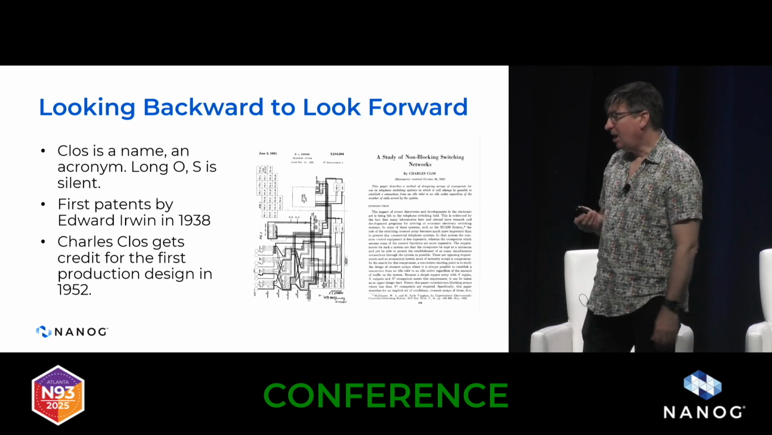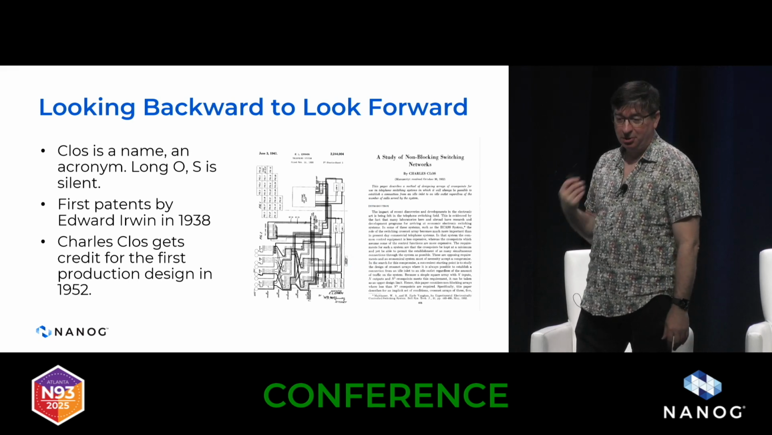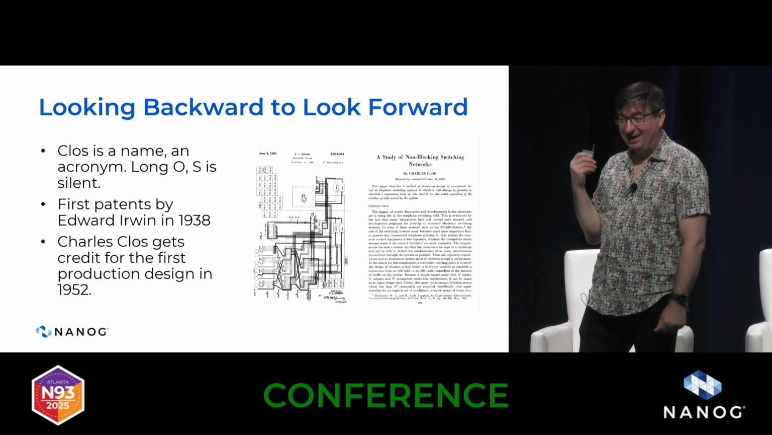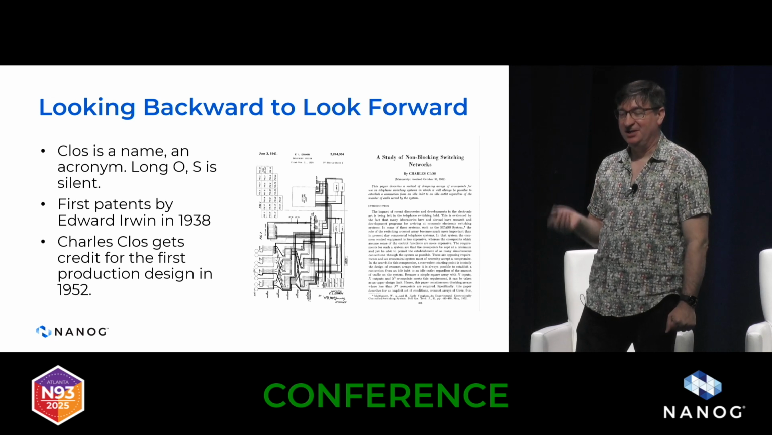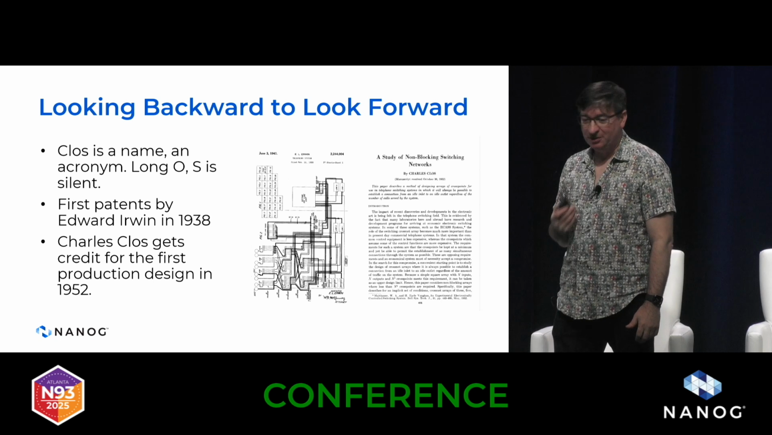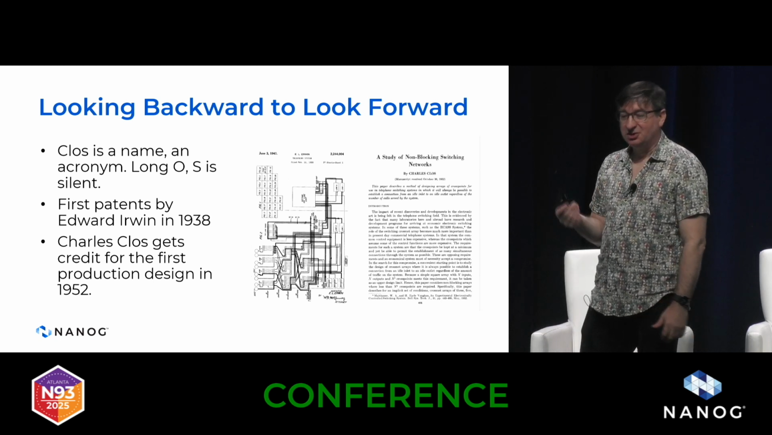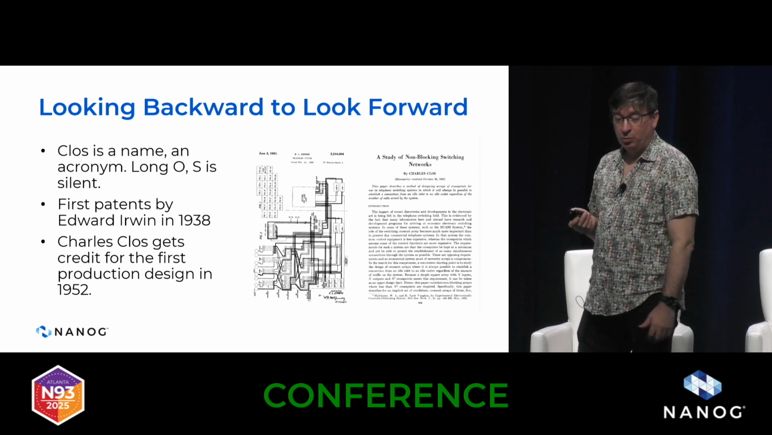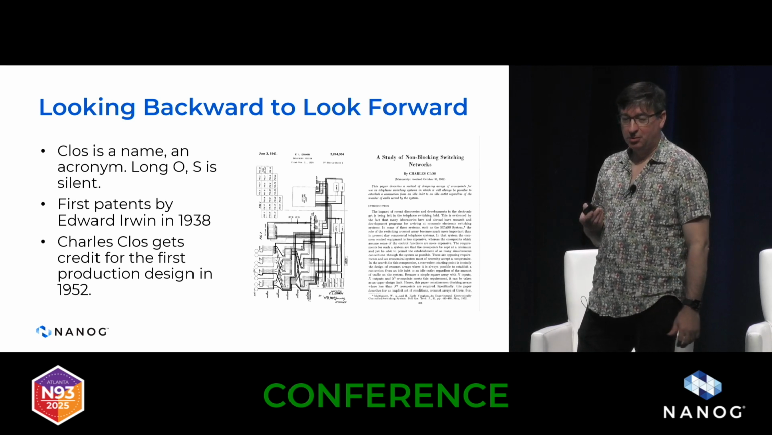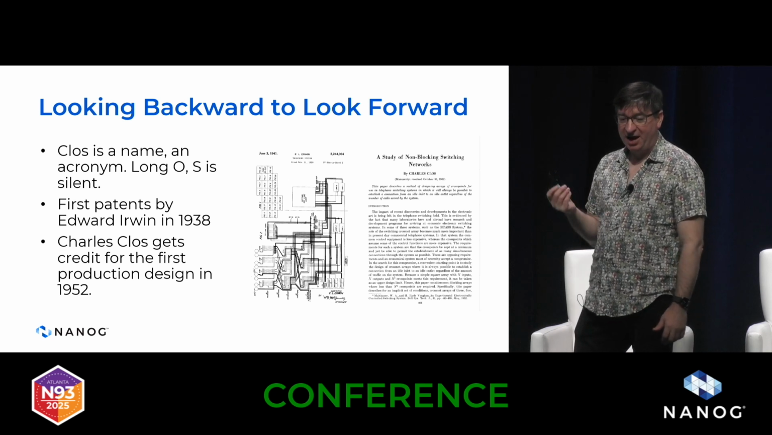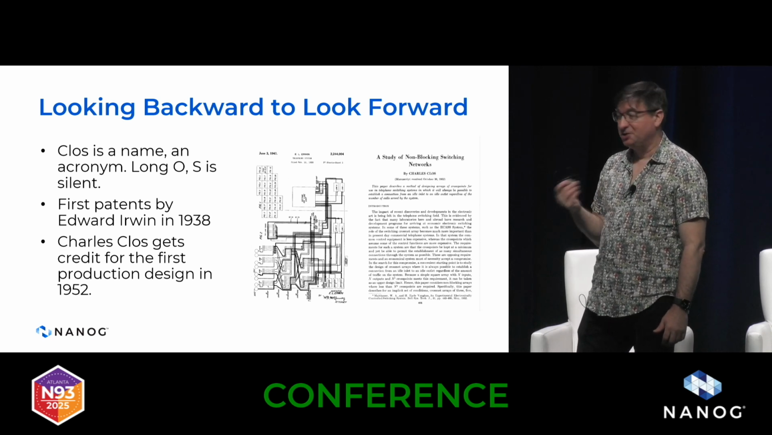Now when we talk about the Clos model, the Clos fabric, most of you know this, but if you don't, it is not an acronym. It is a name. It is named after not its original inventor, but its first implementer. The first patents around this design are from 1938. Edward Irwin was the patent holder on the original Clos design. Charles Clos, who it's named after, gets credit for the first production design at Bell Labs in 1952.